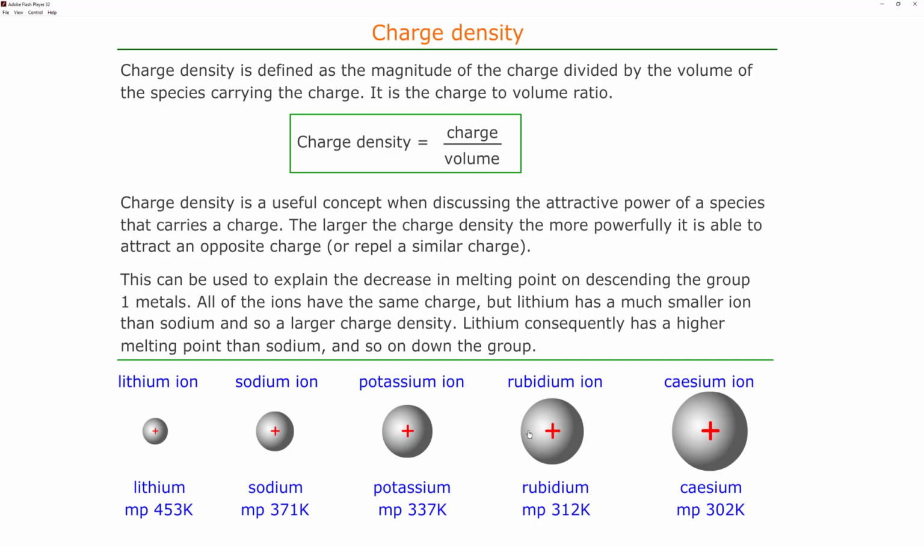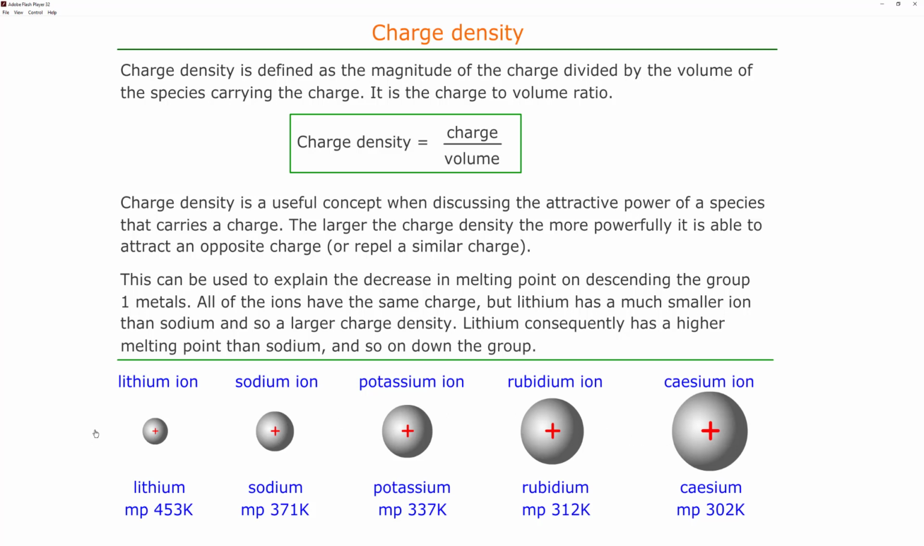It's still a 1 plus charge, but that 1 plus charge is being attracted to the electrons in the sea of electrons much further away from where the nucleus is. And so what happens is the bonding gets a lot weaker. So as we increase the radius, we decrease the charge density, and that decreases the bonding.